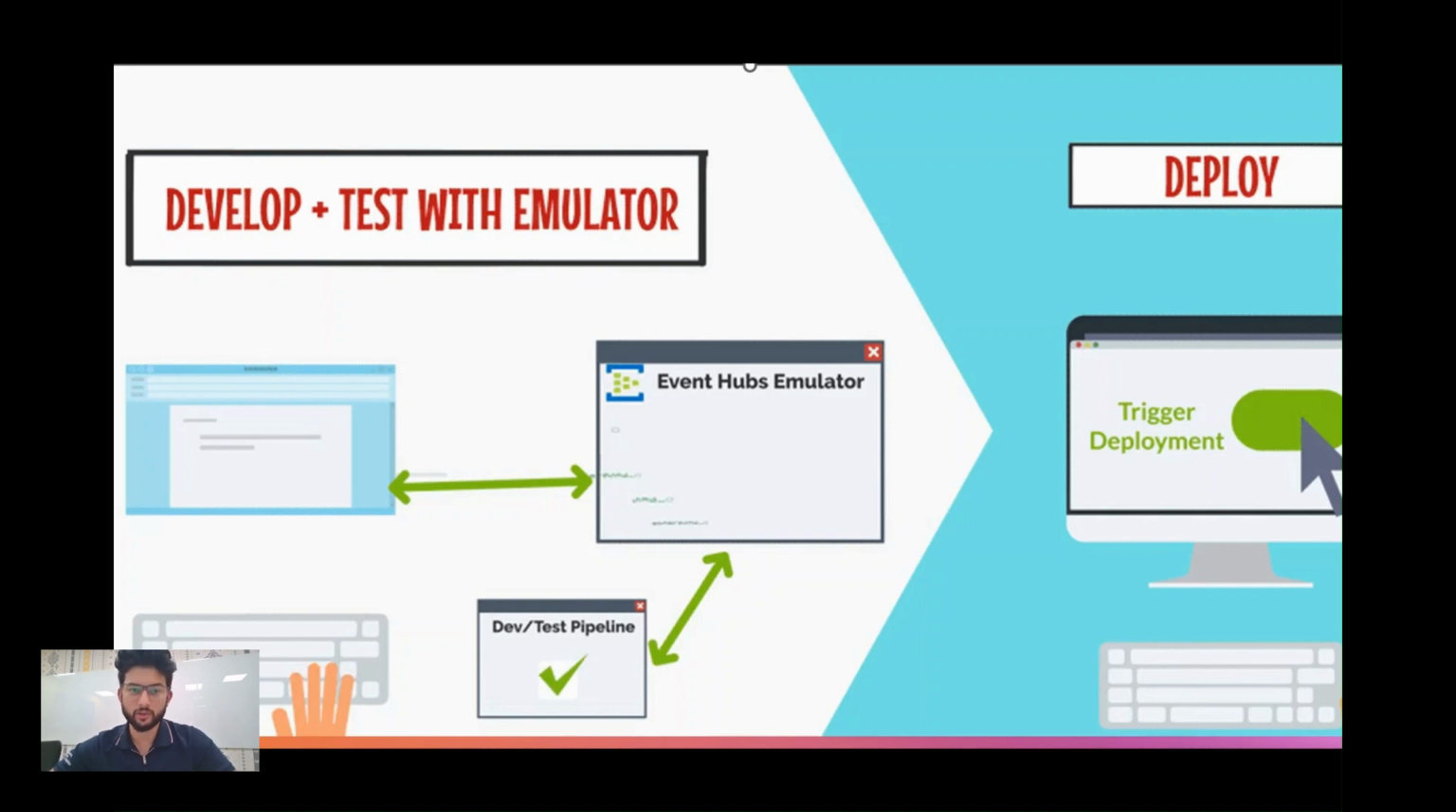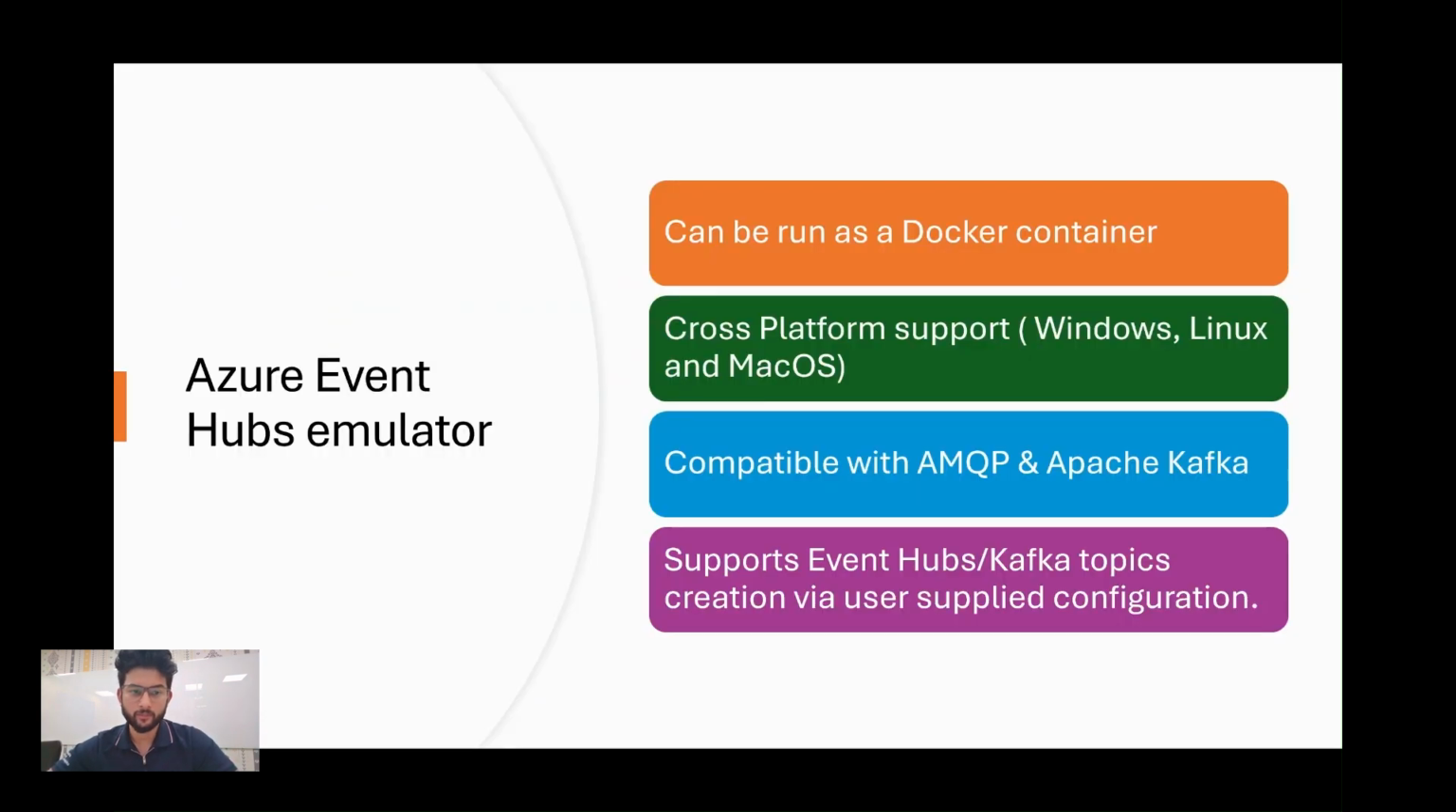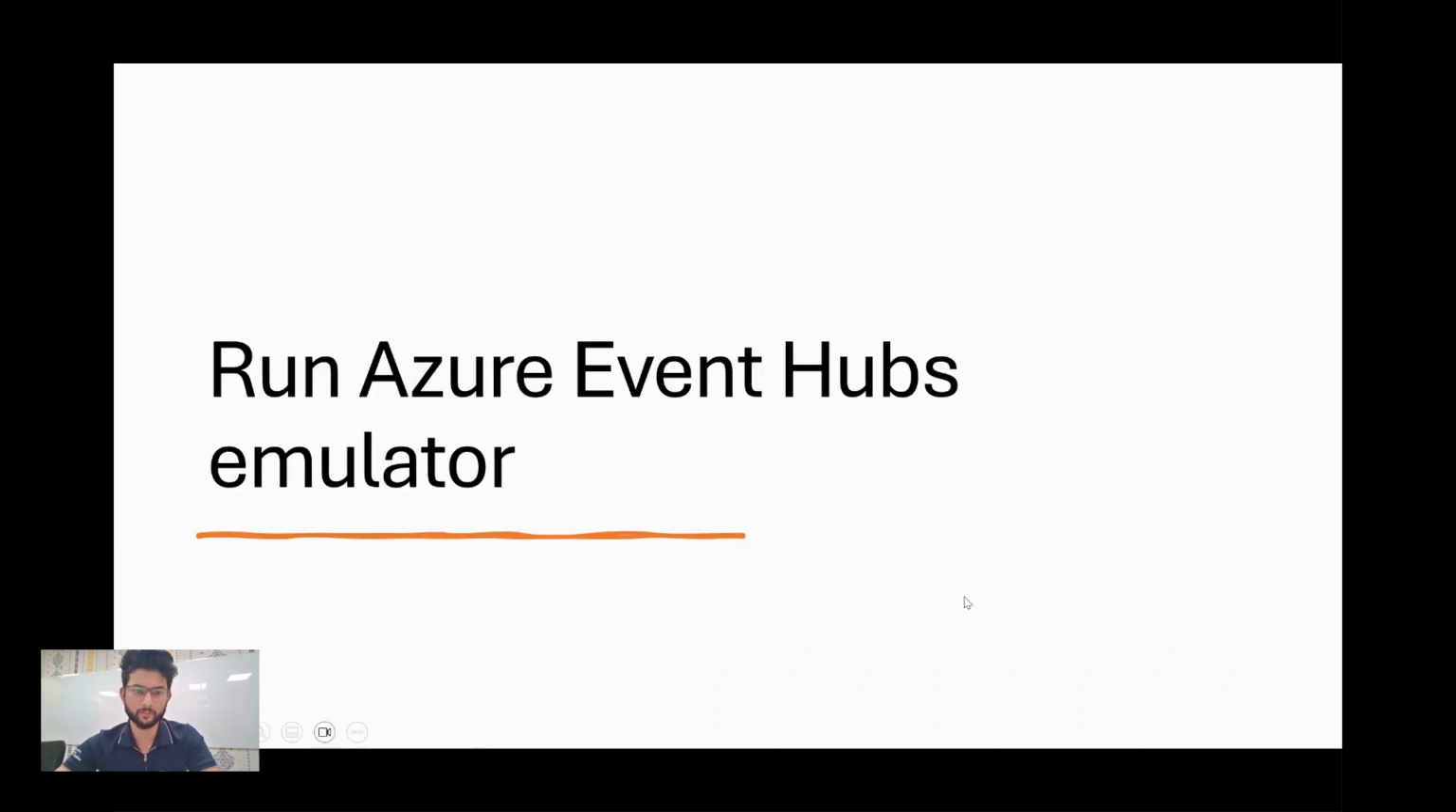Let's summarize our discussion of the Event Hubs emulator. Event Hubs emulator can be run as a Docker container on any laptop of your choice, be it Windows, Linux, or macOS. It supports interaction with Apache Kafka and AMQP protocol. In case you're interested in updating or deleting Event Hubs or Kafka topics for your testing environment, you can do so by using a JSON configuration that you can feed into the emulator. With that, let's get to the demo part for Event Hubs emulator.